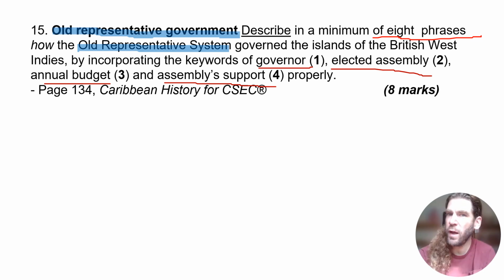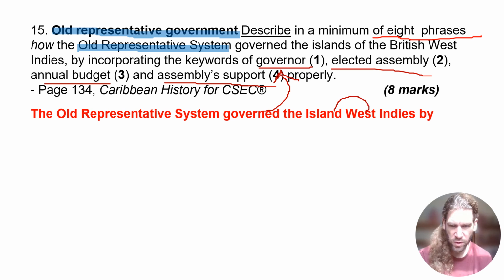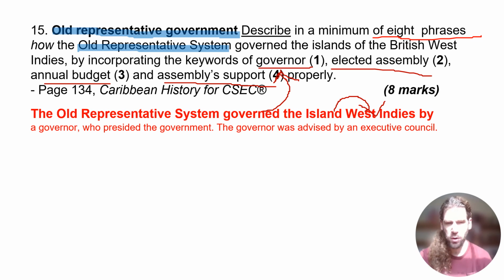Okay, let's look at the answer, but first referring back to the question. So the old representative system governed the islands in the West Indies by... First, we refer back to the question. Second part, by a governor who presided over the government. The governor was advised by an executive council.